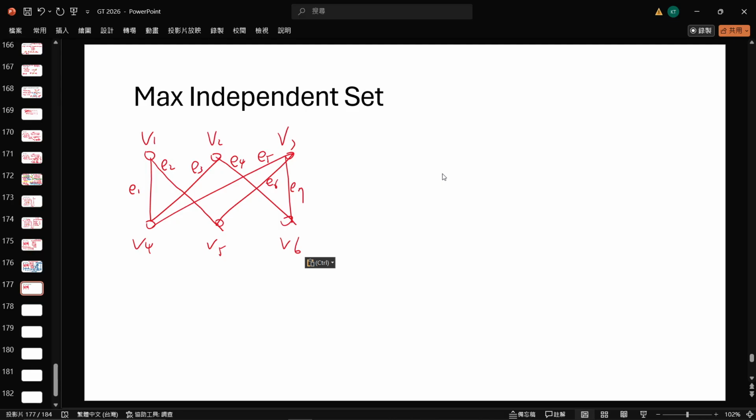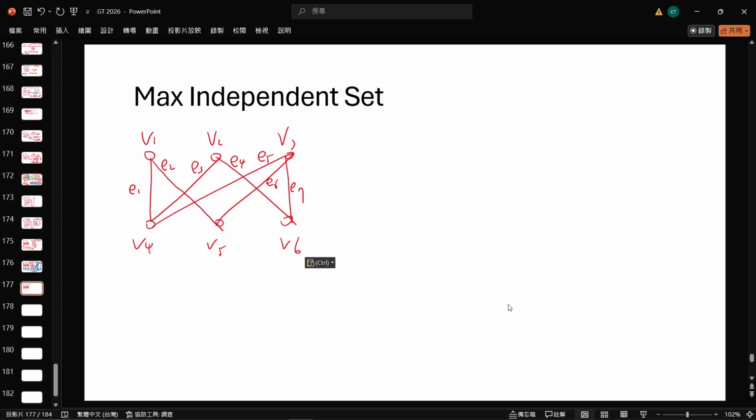All right, so next, let's consider maximum independent set, okay? I think this whole process serves two purposes, okay? The first one is to give you some experience to model this graph theory problem into a mathematical or integer linear program, okay?